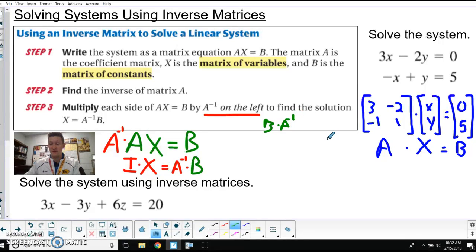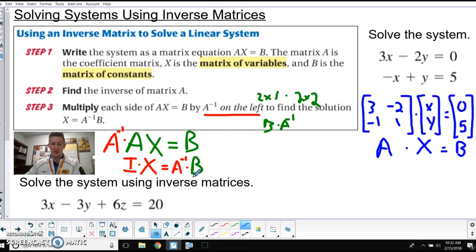Matrix B, if you remember, is 2 by 1, and matrix A inverse is a square matrix. You'd be multiplying by a 2 by 2 matrix, and now the inner dimensions don't match. This is an undefined product. It can't happen, so the order is very, very important.